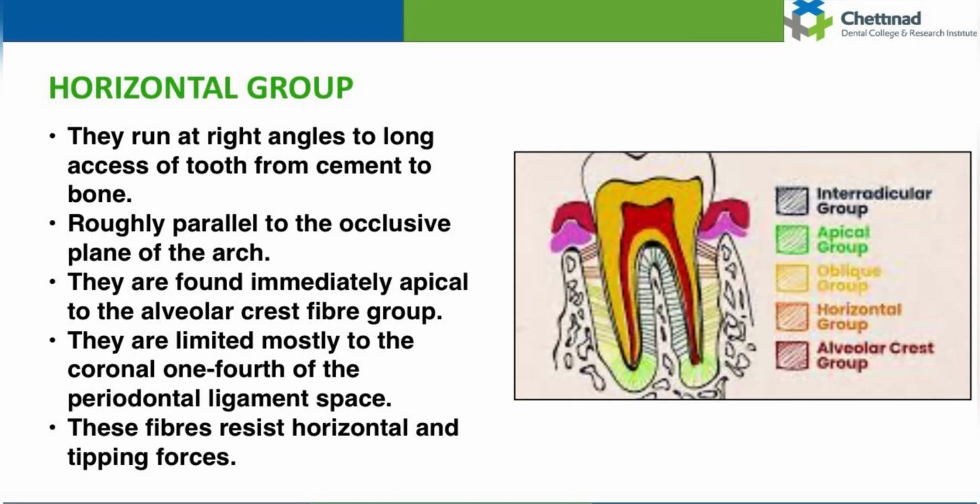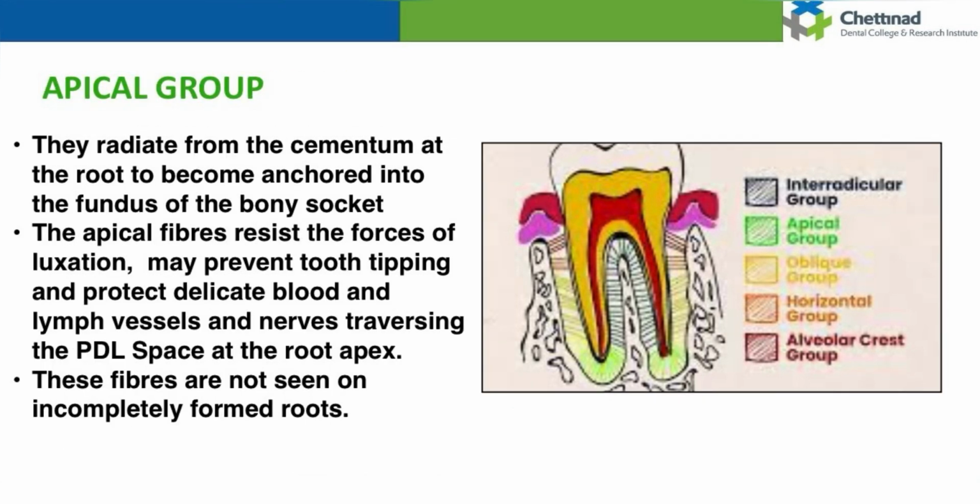Next, the horizontal group. They run at right angles to the long axis of the tooth from the cementum to the bone. They are roughly parallel to the occlusal plane of the arch and are found immediately apical to the alveolar crest fiber group. They are limited mostly to the coronal 1/4 of the periodontal ligament space, and they resist horizontal and tipping forces.